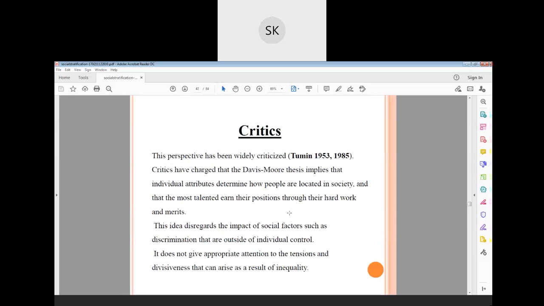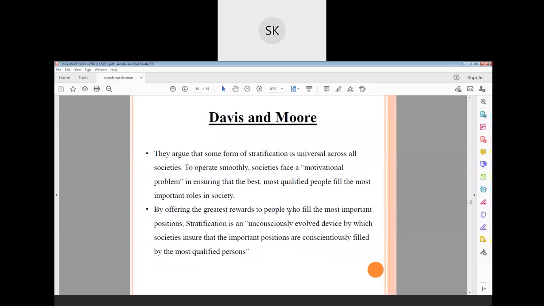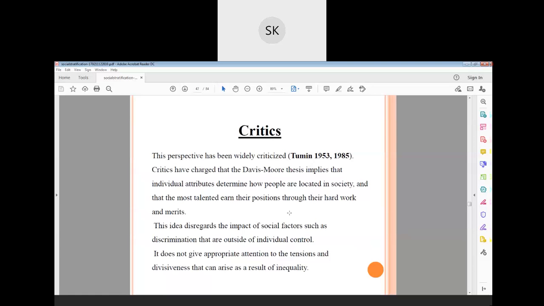Okay. Then what are the critics? The perspective has been widely criticized. Davis and Moore gave this functional perspective, their perception about structure and function, that the most qualified people will occupy the important roles in society. This is what they are saying, that it evolved unconsciously. But critics means the opposing thoughts. The perspective has been widely criticized by Tumin in 1953 and also in 1985.